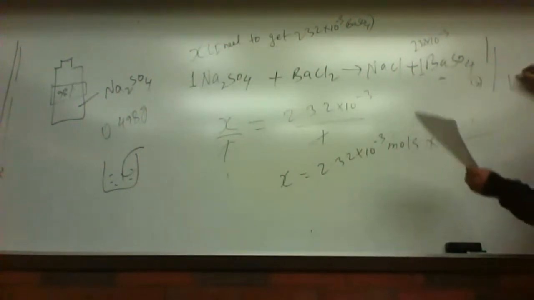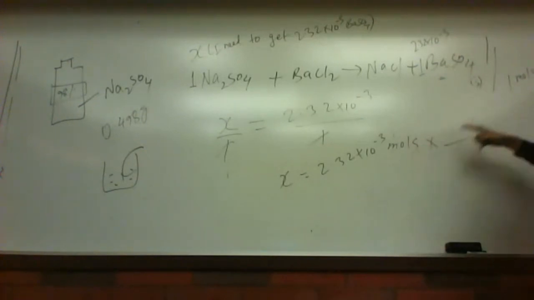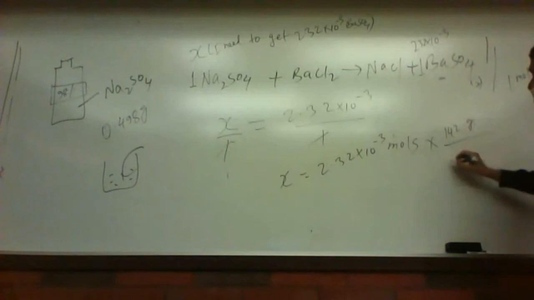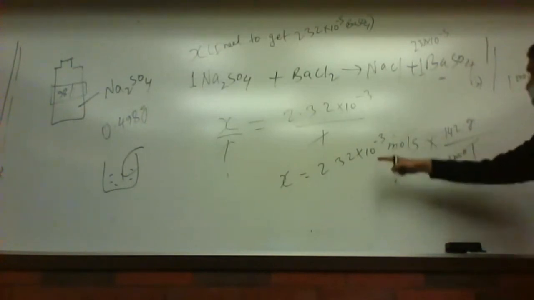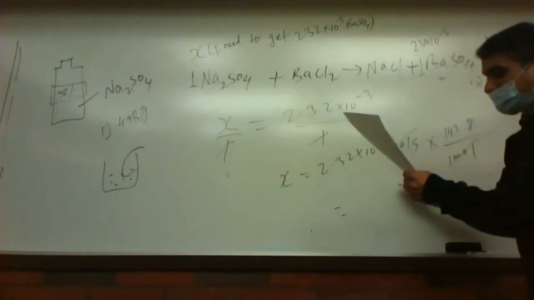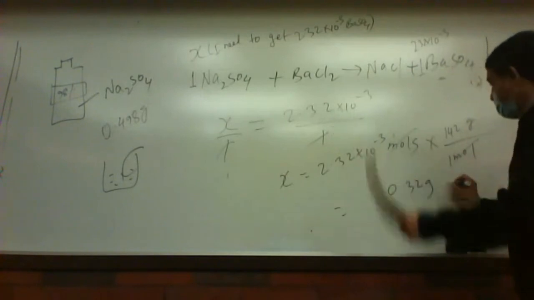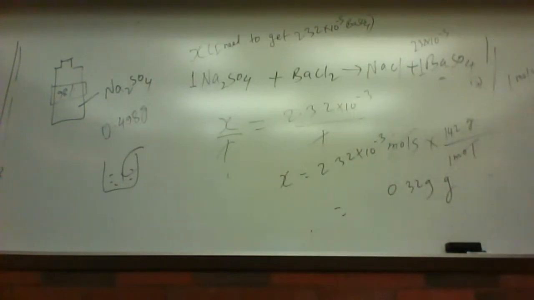So the equation is this: 1 mole equals 142 gram of sodium sulfate. I'm going to convert that mole to gram. So I put 142 gram up and 1 mole down, and the mole cancels. You multiply this with this one and get how many gram of sodium sulfate you need, which is 0.329 gram. That's how much sodium sulfate I need from the barium sulfate.